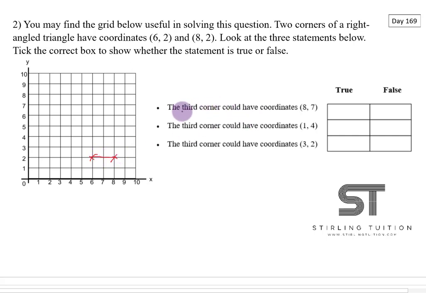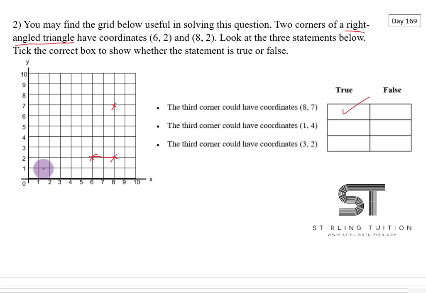Now we need to see the third corner could have coordinates 8, 9. Now this needs to be a right angled triangle. So if I put on 8, 7, so I'm going to put on 8 and then I go up to 7. Would that make a right angle triangle if I connected it up? Yes, it would, because we've got our right angle here. So that is true.